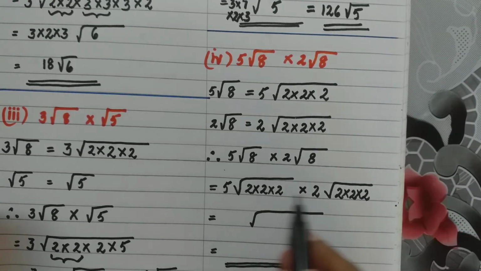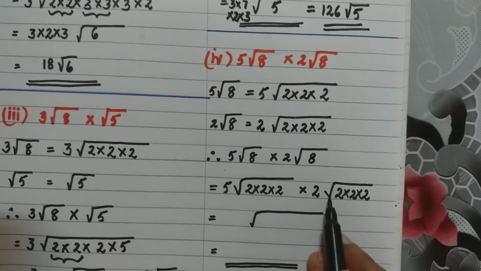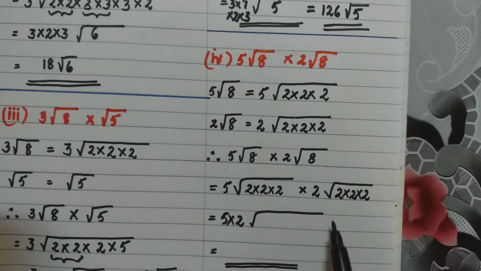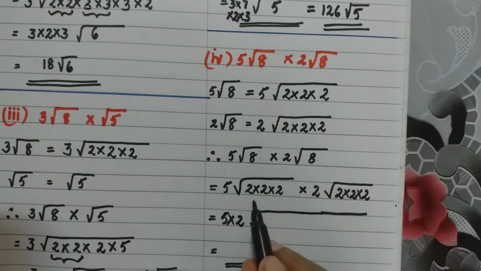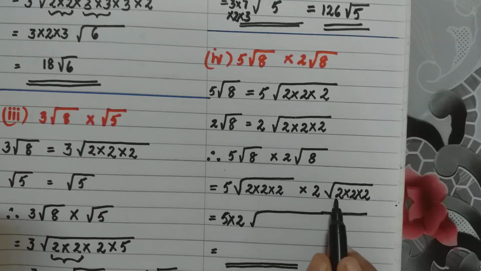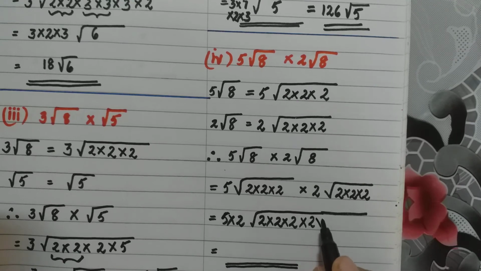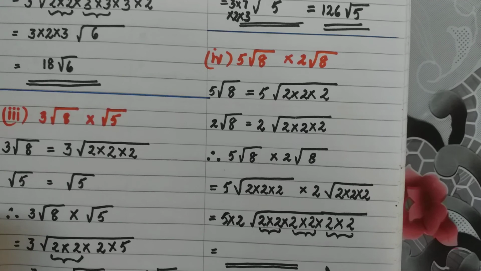Now the numbers which are outside the square root sign, first we multiply. So that is 5 into 2. What is left inside the square root sign? 2 into 2 into 2 into 2 into 2 into 2. That is 2 multiplied by itself 6 times. Now we take for two 2's, one 2 out. Again for two 2's, one 2 comes out. Again for two 2's, one 2 comes out. So there is nothing more inside the square root sign.